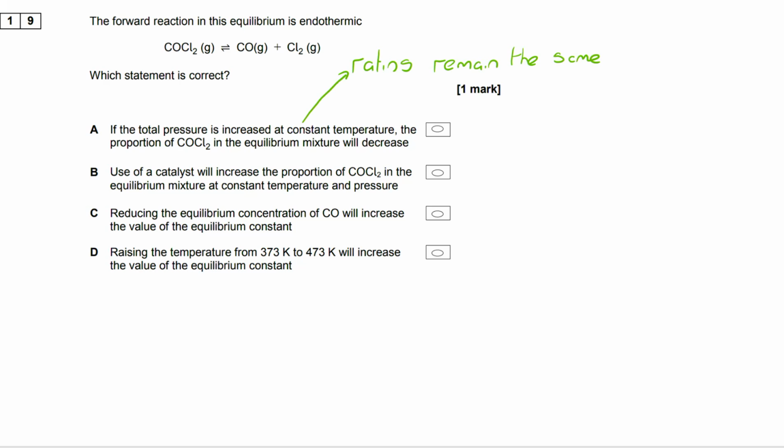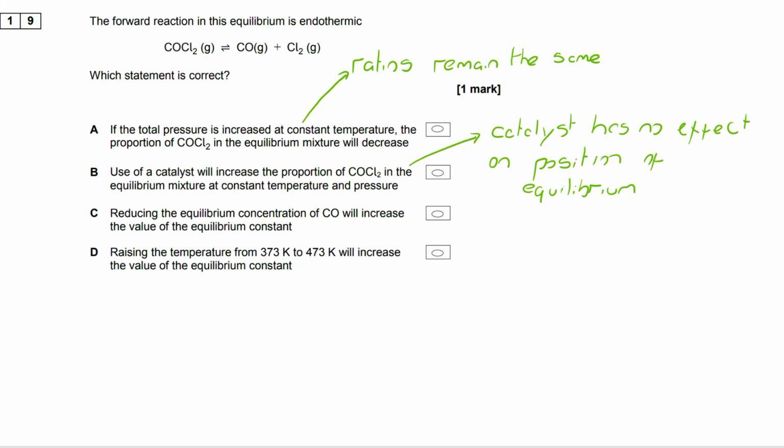Use of a catalyst will increase the proportion of CoCl2 in the equilibrium mixture at constant temperature and pressure. Well, the catalyst doesn't have an effect on the position of equilibrium, so that can't be the answer either. It will speed up the forward and reverse reactions equally by reducing the activation energy for each direction equally.